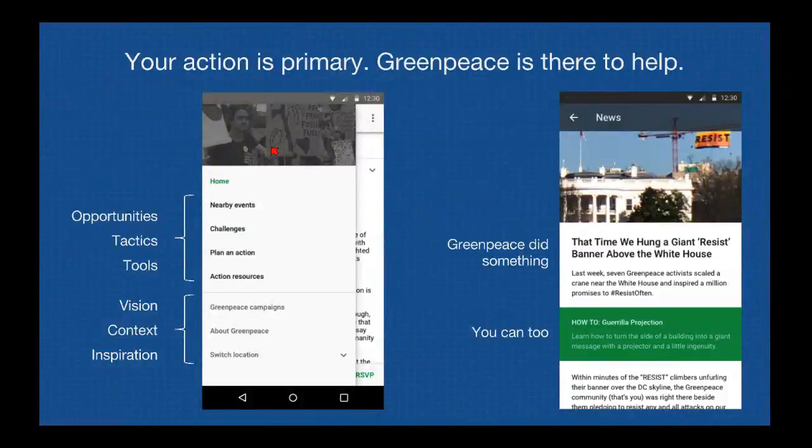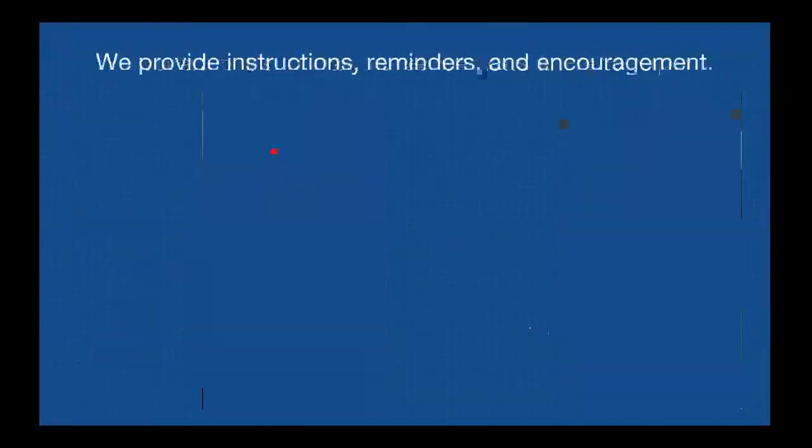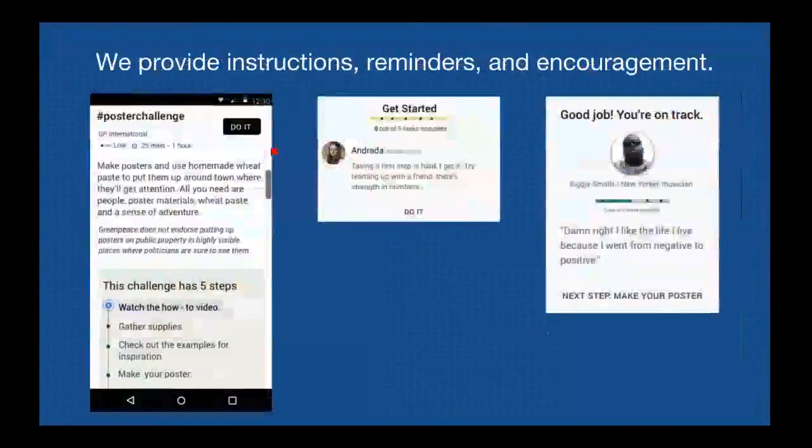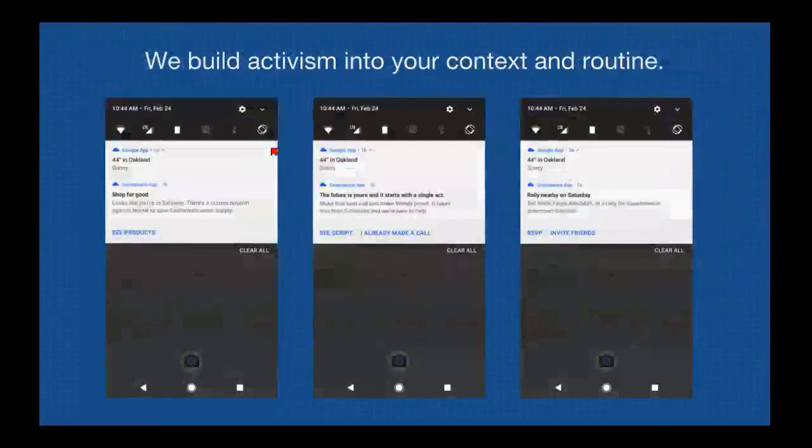So for Planet 4, this means that when we talk about something that Greenpeace has done, or our vision for the future, we always link to something that the user can do. We're helping people act, and so we need to provide instructions, reminders, encouragement. We build activism into every audience member's context and routine through personalized support, location awareness, timely notifications, and we want to do this with respect for privacy and provide options for anonymity as well, wherever possible.